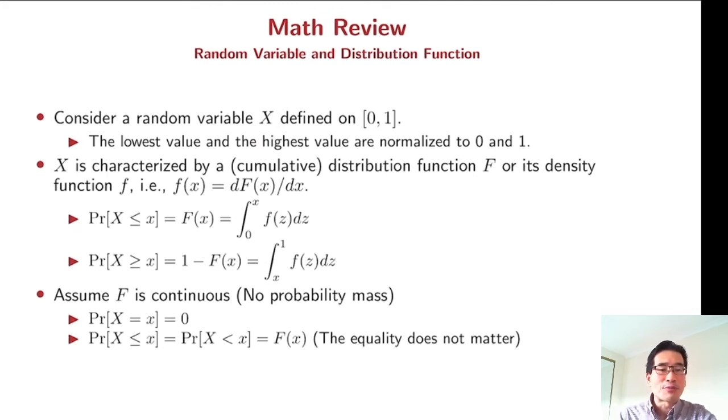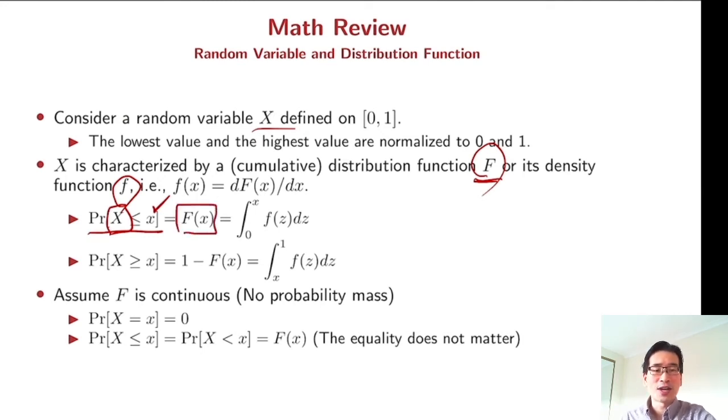So, random variable x. We are going to focus on a random variable defined on some finite interval, 0 to 1. We normalize the lowest value to 0 and the highest value to 1. The random variable is characterized by a distribution function F, or its density function small f, which is the derivative of this cumulative distribution function. So the probability that the random variable x is smaller than a particular number small x, that's F of x.